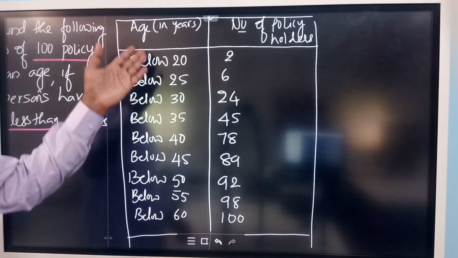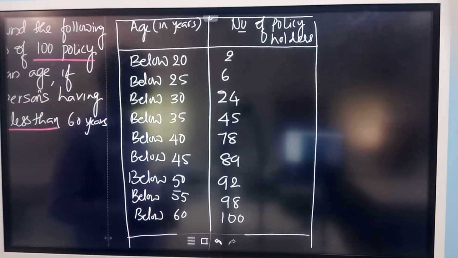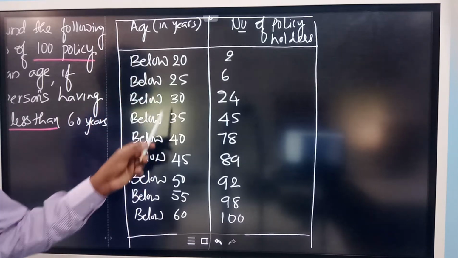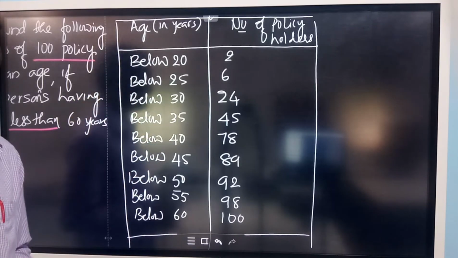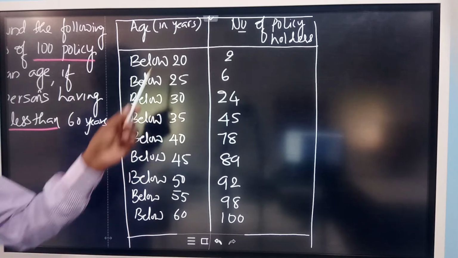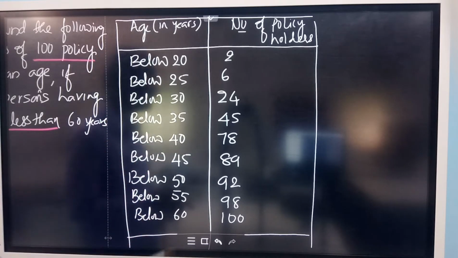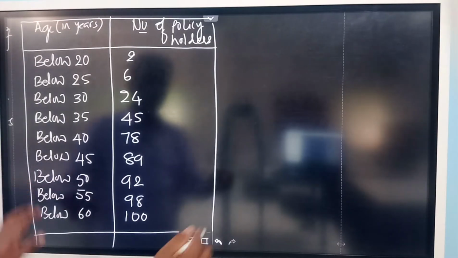So here the table is given like this. 18 years onwards means, so below 20 means it must be 18 to 20 only. With this you cannot proceed, because we need to know the lower limit also, L here. To calculate, let us change the table into another form, I will write it.